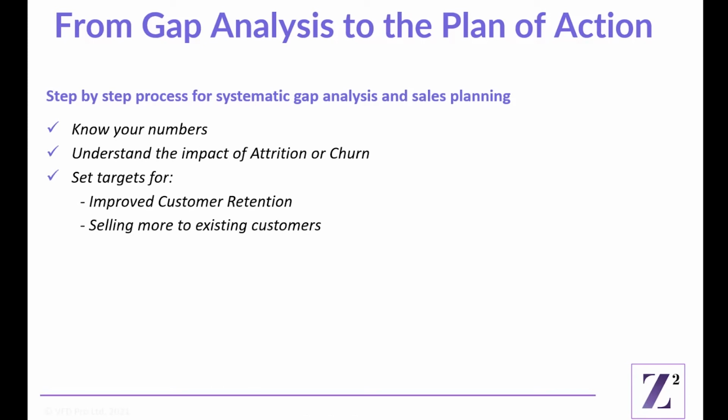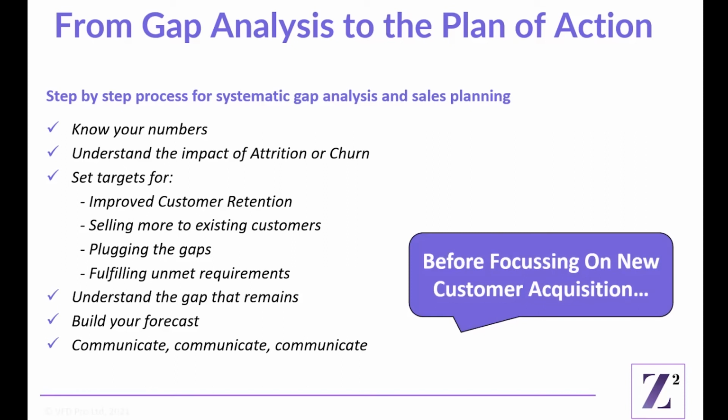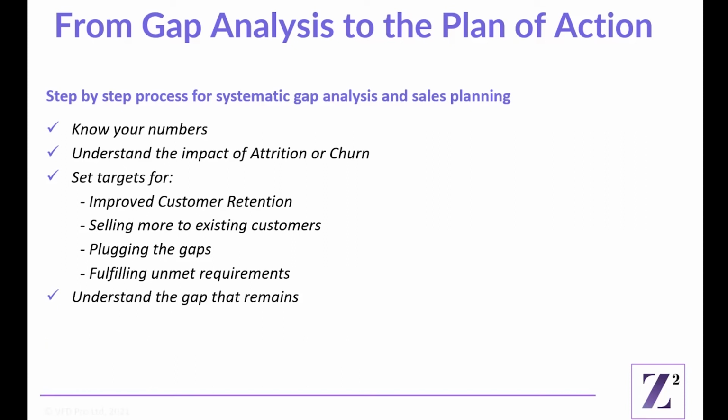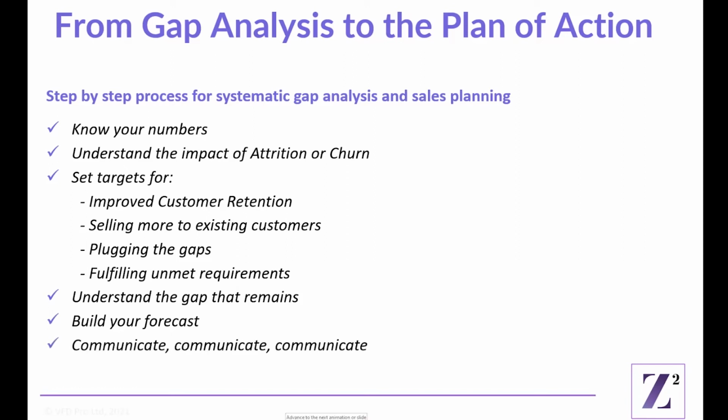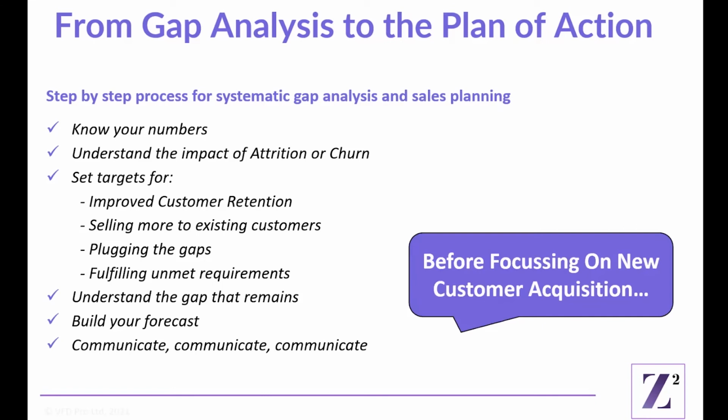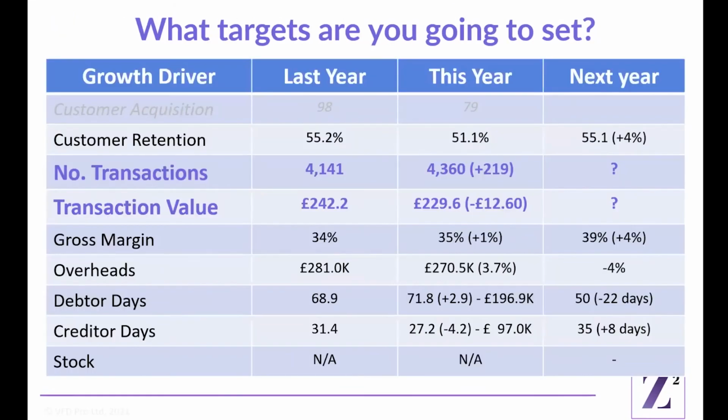Selling more to existing customers. So easy sale points, those already using the services. Plugging the gaps, removing those zero balances we saw earlier and providing services to all. Fulfilling unmet requirements, so listening to customers and identifying the needs of the customer. Understand the gap that remains. Then we look to build your forecast. And finally, as we said earlier, communicate. All of this must be set in place before we focus on new customer acquisition. So the big question is, do you know your numbers and what your targets are for next year?